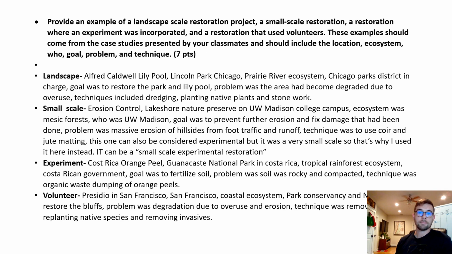community capacity. So here we're going to do the landscape, or the different types of restorations, and some info about them. Landscape restoration would be the Alfred Caldwell Lily Pool. It was in Lincoln Park, Chicago. It was a prairie river ecosystem. The Chicago Parks District was in charge.